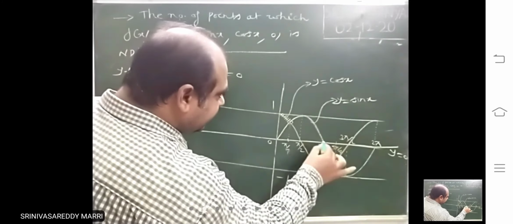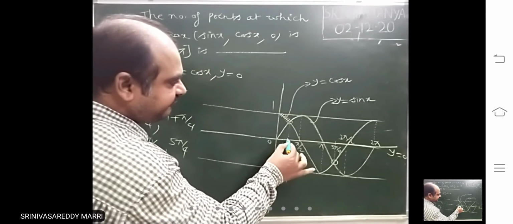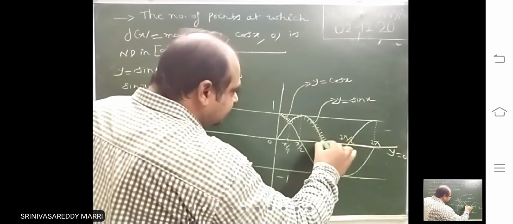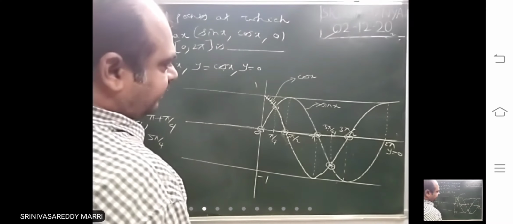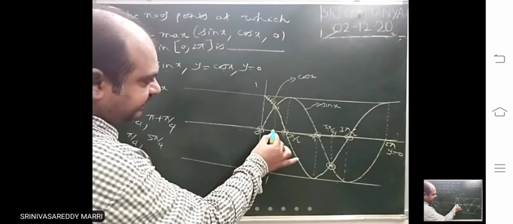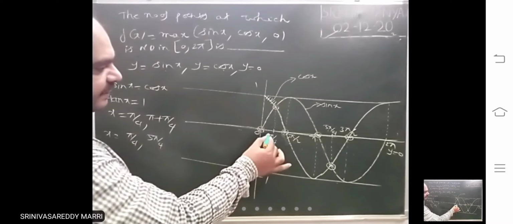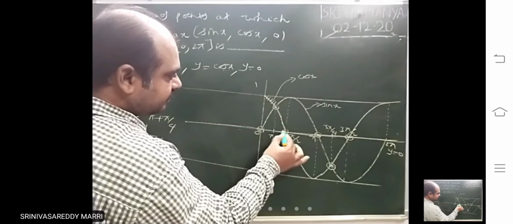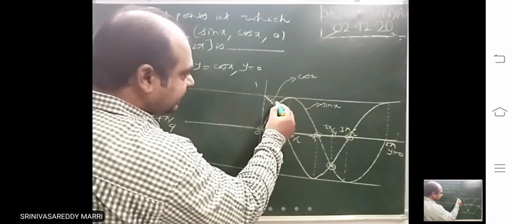Look at, this is sin x and then cos x and then y equal to 0. From pi by 4 to pi, in that complete interval, what is the maximum? Next, from pi by 4 to pi by 2, from here to here, you look at. This is more. That means sin x is more.